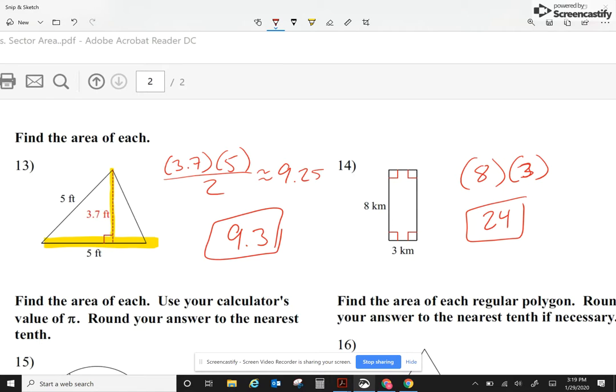There's 10 questions on the quiz tomorrow. From these questions, 13 and 14, you guys will have 4 of them.